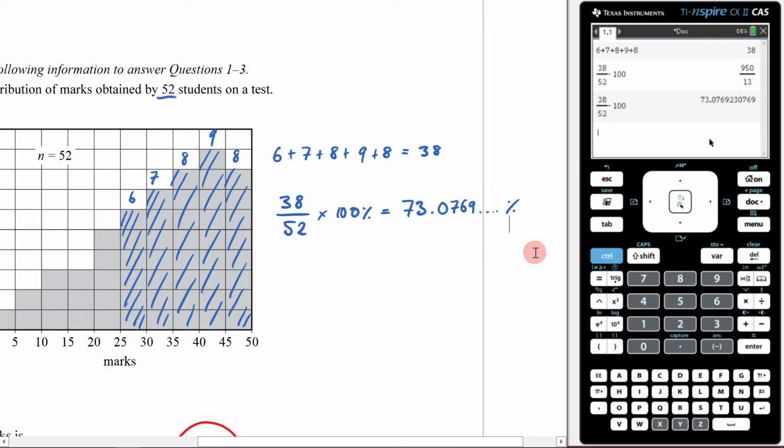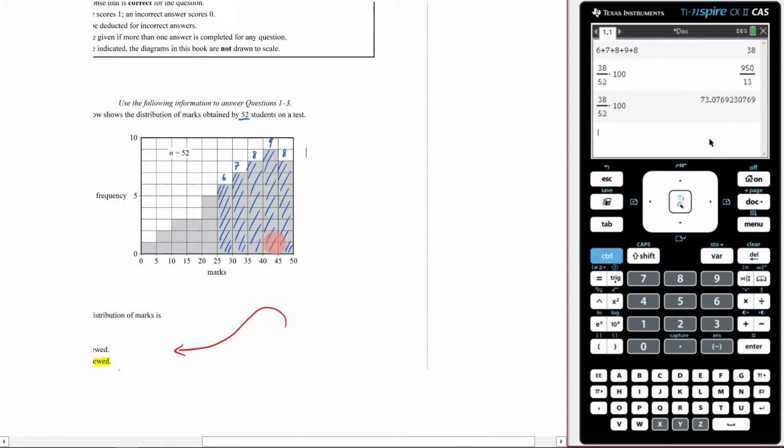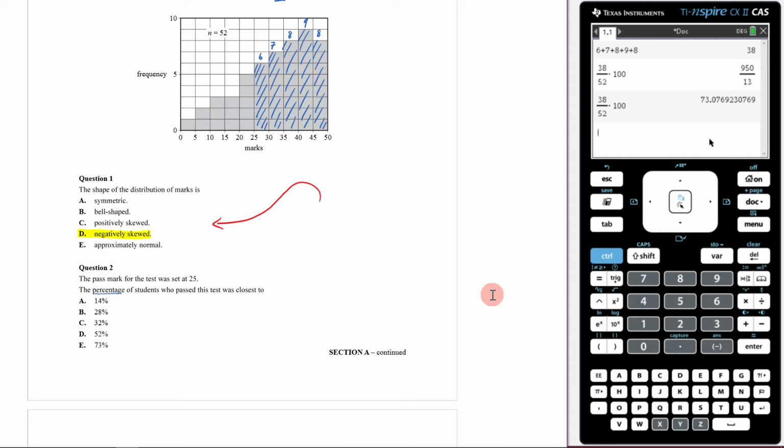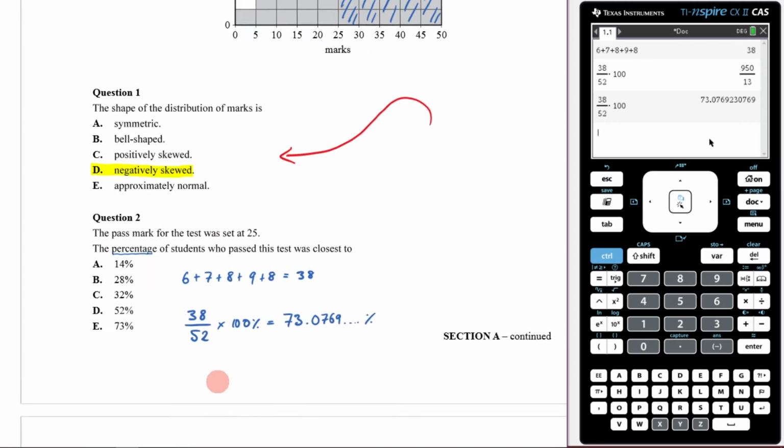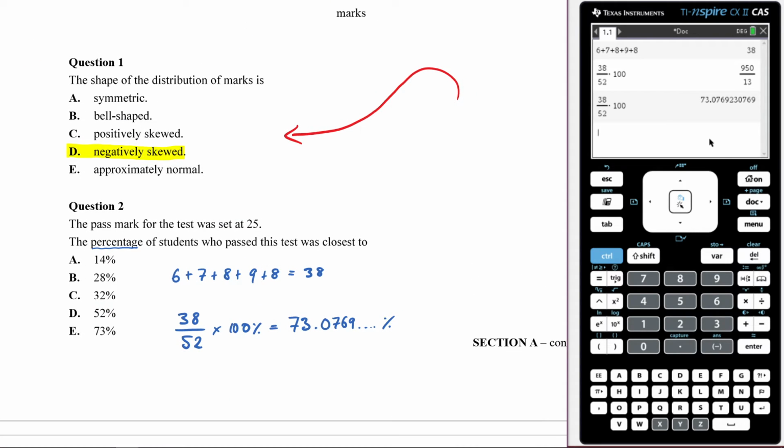Now, let us, with the power of technology, just take this and bring it down here. And we can see what that's closest to. That is going to be the closest to option E. Option E is my answer.